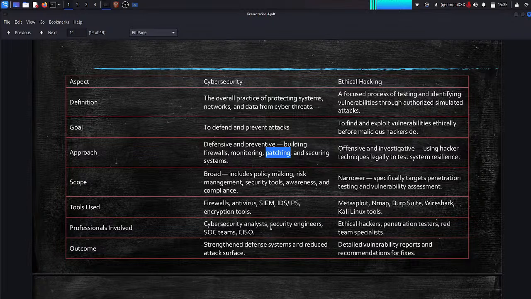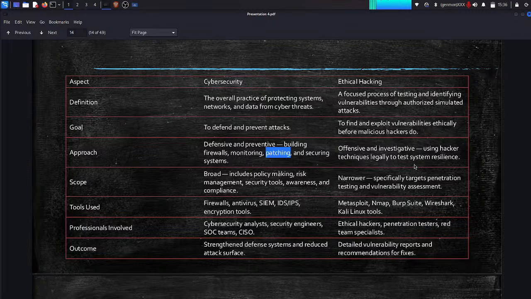In ethical hacking, we have ethical hackers, penetration testers, red team specialists, exploit developers, and vulnerability assessment. And we have a new branch, for example, VAPT, vulnerability assessment and penetration testing. So what are the outcomes of cybersecurity? It strengthens the defense system and reduces the attack surface. In ethical hacking, the outcome is a detailed vulnerability report and recommendations for fixes. So that makes the end of the stream, I think.